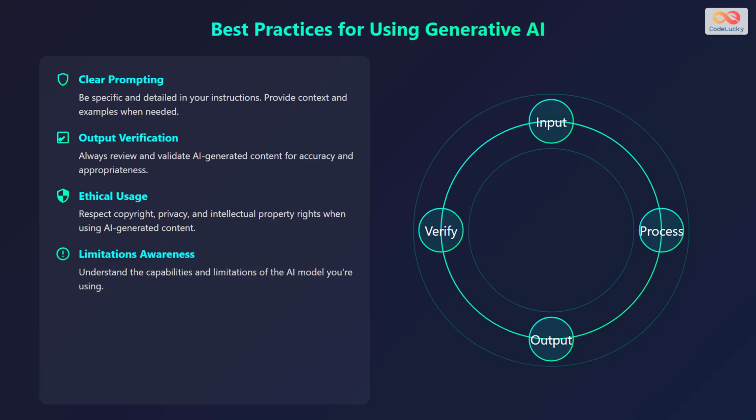To effectively use generative AI, it's important to follow some best practices. Use clear prompting, being specific and detailed in your instructions. Always perform output verification to ensure the AI-generated content is accurate and appropriate. Adhere to ethical usage, respecting copyright and privacy rights. And be aware of the limitations of the AI model you're using.